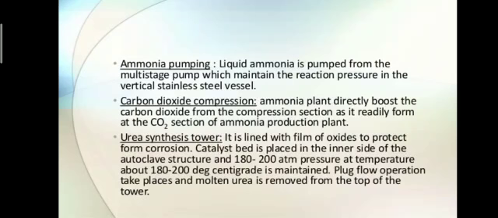It is lined with film of oxides to protect from corrosion. Catalyst bed is placed in the inner side of the autoclave structure and 180 to 200 atmospheric pressure at temperature about 180 to 200 degrees centigrade is maintained. Plug flow operation takes place and molten urea is removed from the top of the tower.